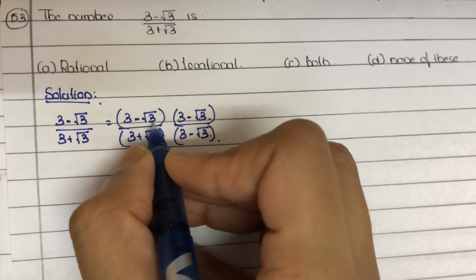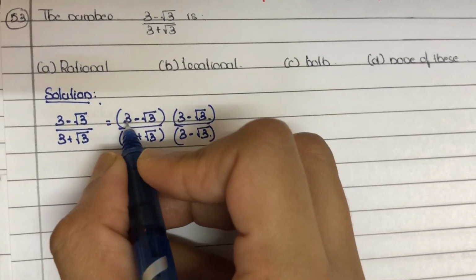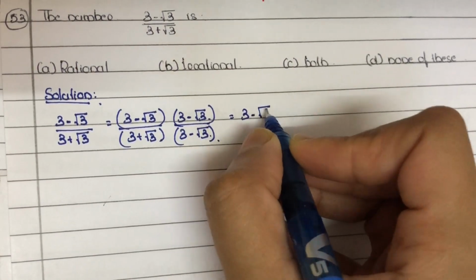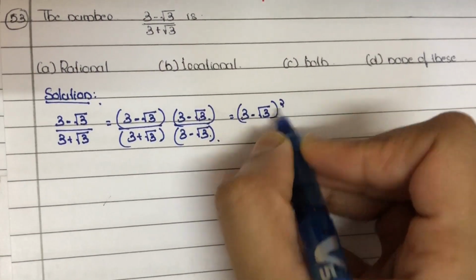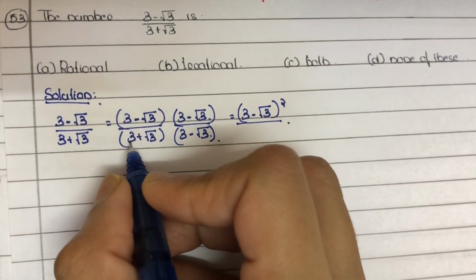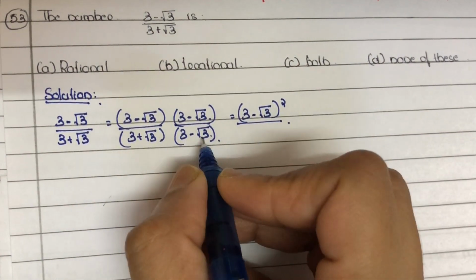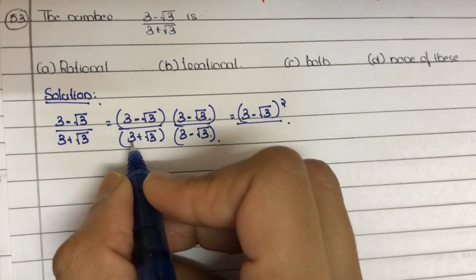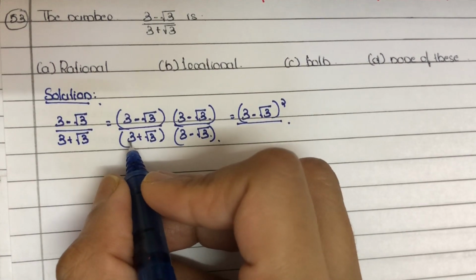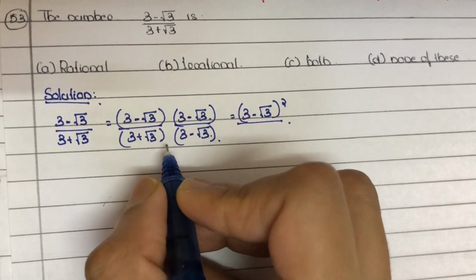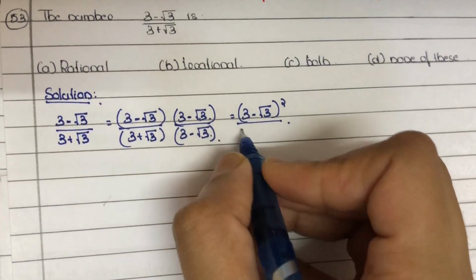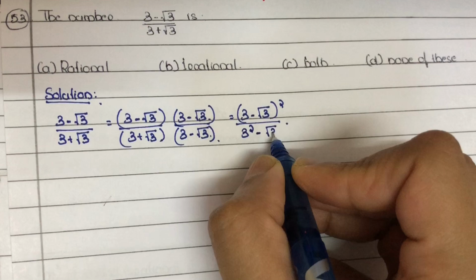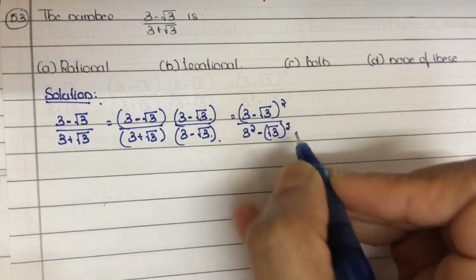Now (3 - √3)(3 - √3), that is (a - b)(a - b), equals (3 - √3)². Here (3 + √3)(3 - √3) is (a + b)(a - b). A is 3 and b is √3. (a + b)(a - b) is a² - b². So a², that is 3², minus b², b is √3, √3 squared.